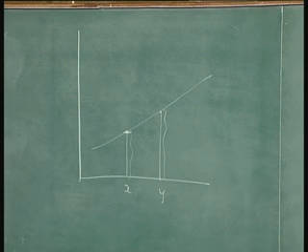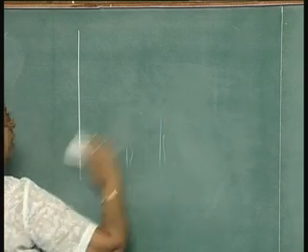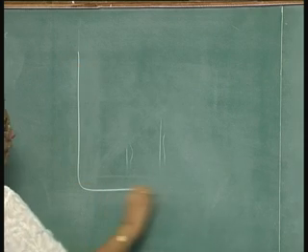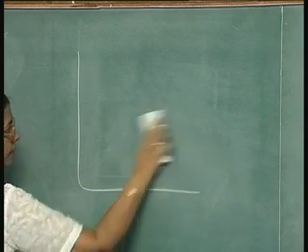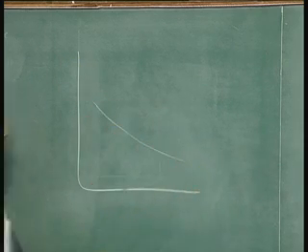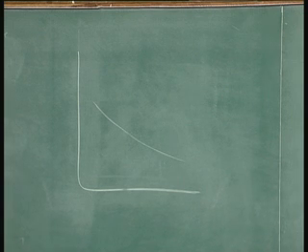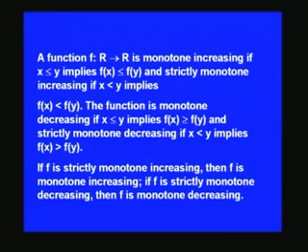On the other hand, if you have a monotonic decreasing function, the graph of that will be something like this. The function is monotone decreasing if x less than or equal to y implies f(x) greater than or equal to f(y), and strictly monotone decreasing if x less than y implies f(x) greater than f(y).